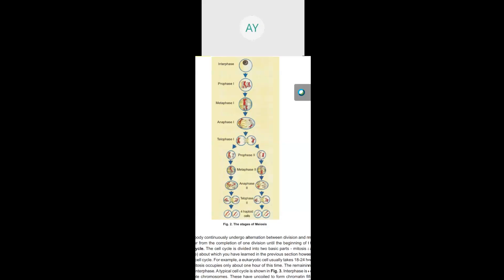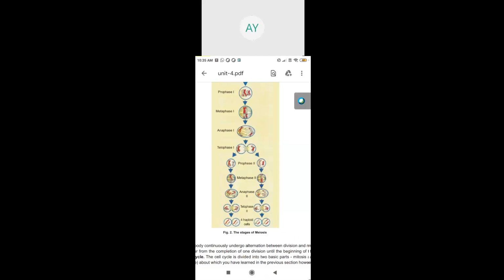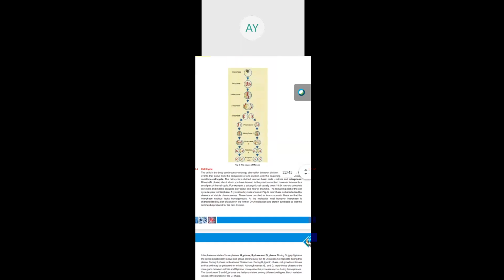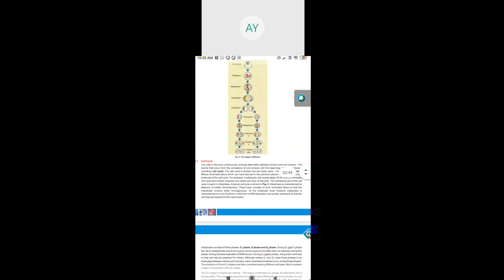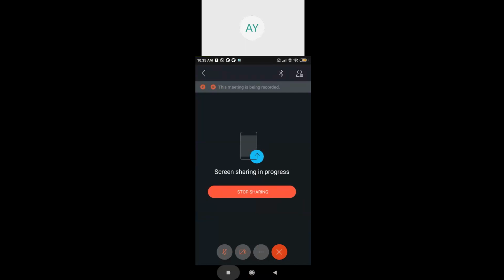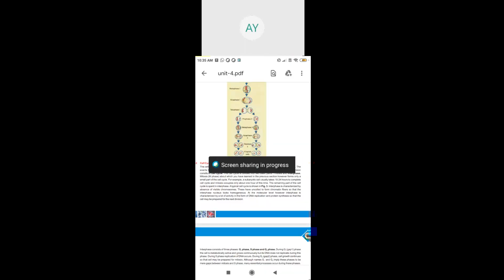What are the different types of cell division? The types of cell division are mitosis and meiosis.